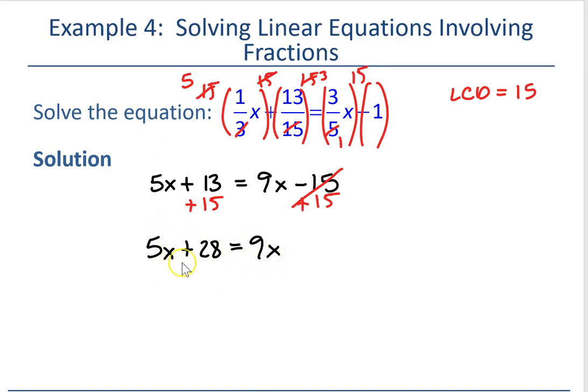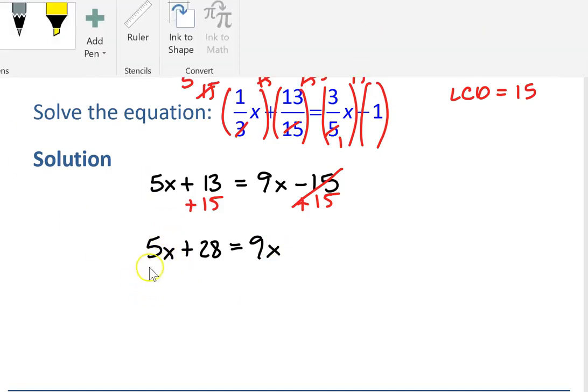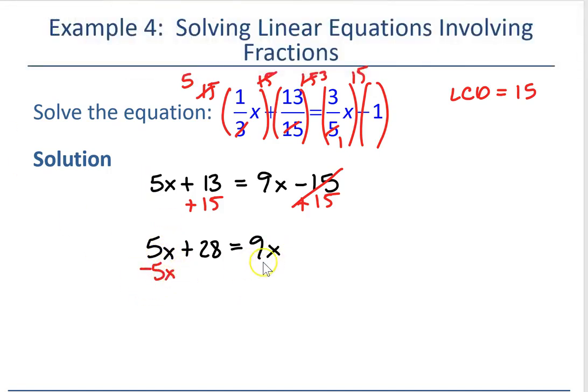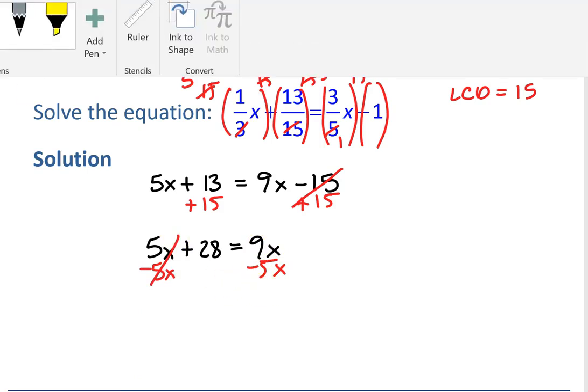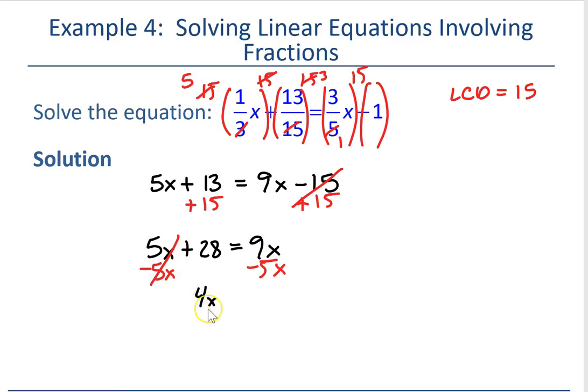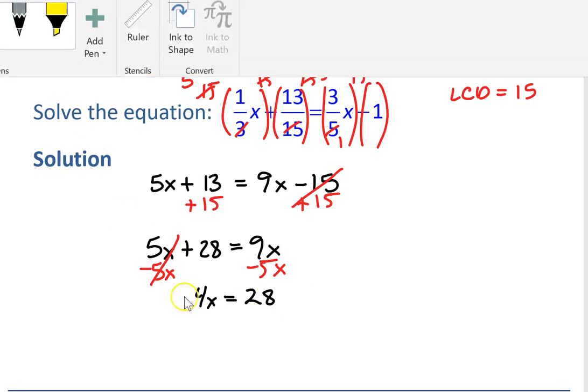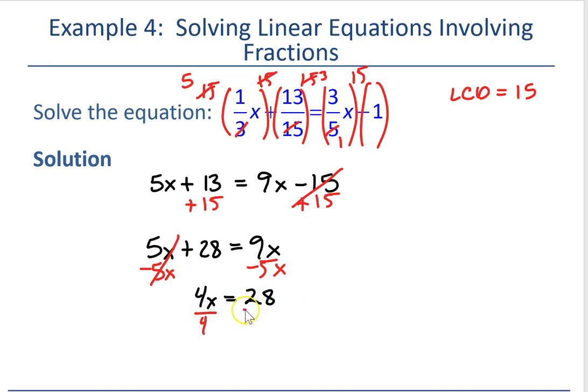Well now look what I can do. I can take this 5x, subtract it off from both sides. This reduces out. Now I got 9 minus 5, which is going to give me 4. So that's going to give me the 4x is equal to 28. Divide off the 4 because we want to get that alone.